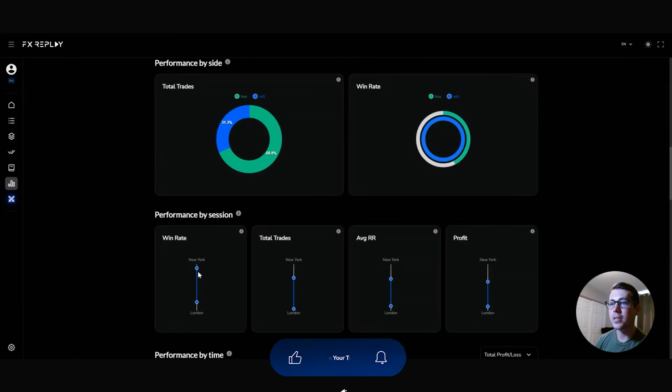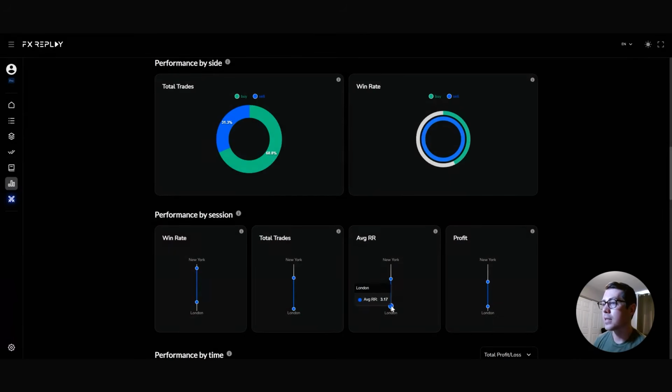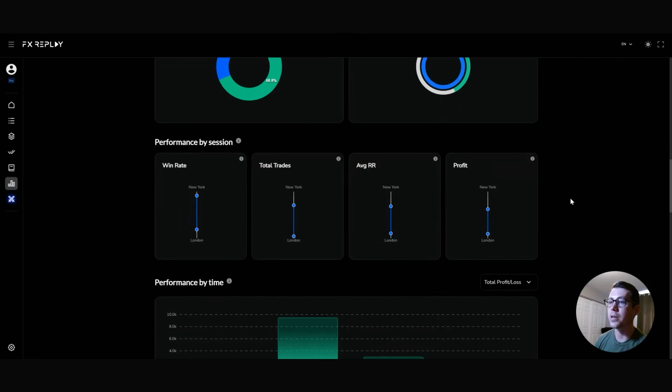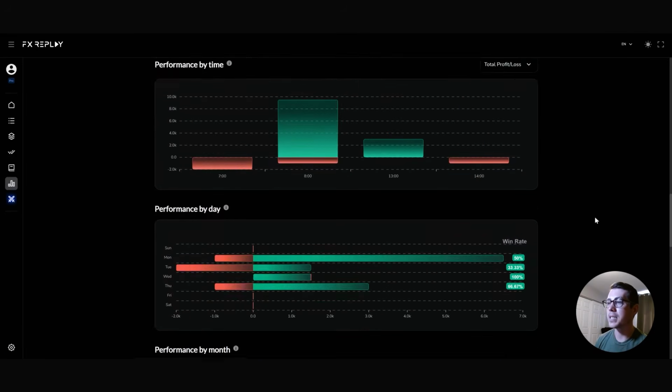Analyzing the different sessions, we had a slightly higher win rate in New York versus London. We took more trades in London than New York, but we caught a higher average return. I mean, we must have hit one of those 10R trades in London session, because all the New York trades were just 1 or 1.5R. And so we did have a little more profit in London session compared to New York. I'm not going to go through the performance by time and day.